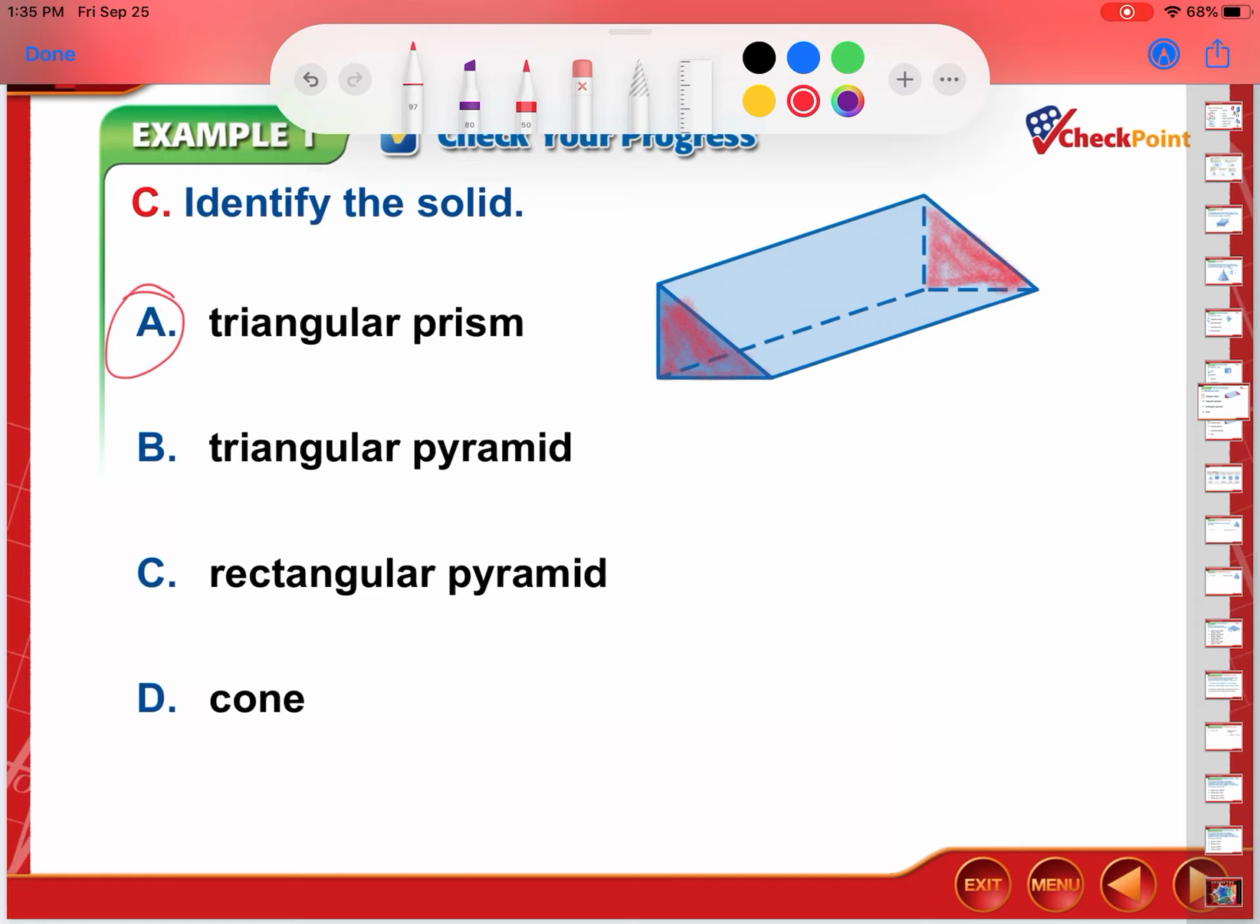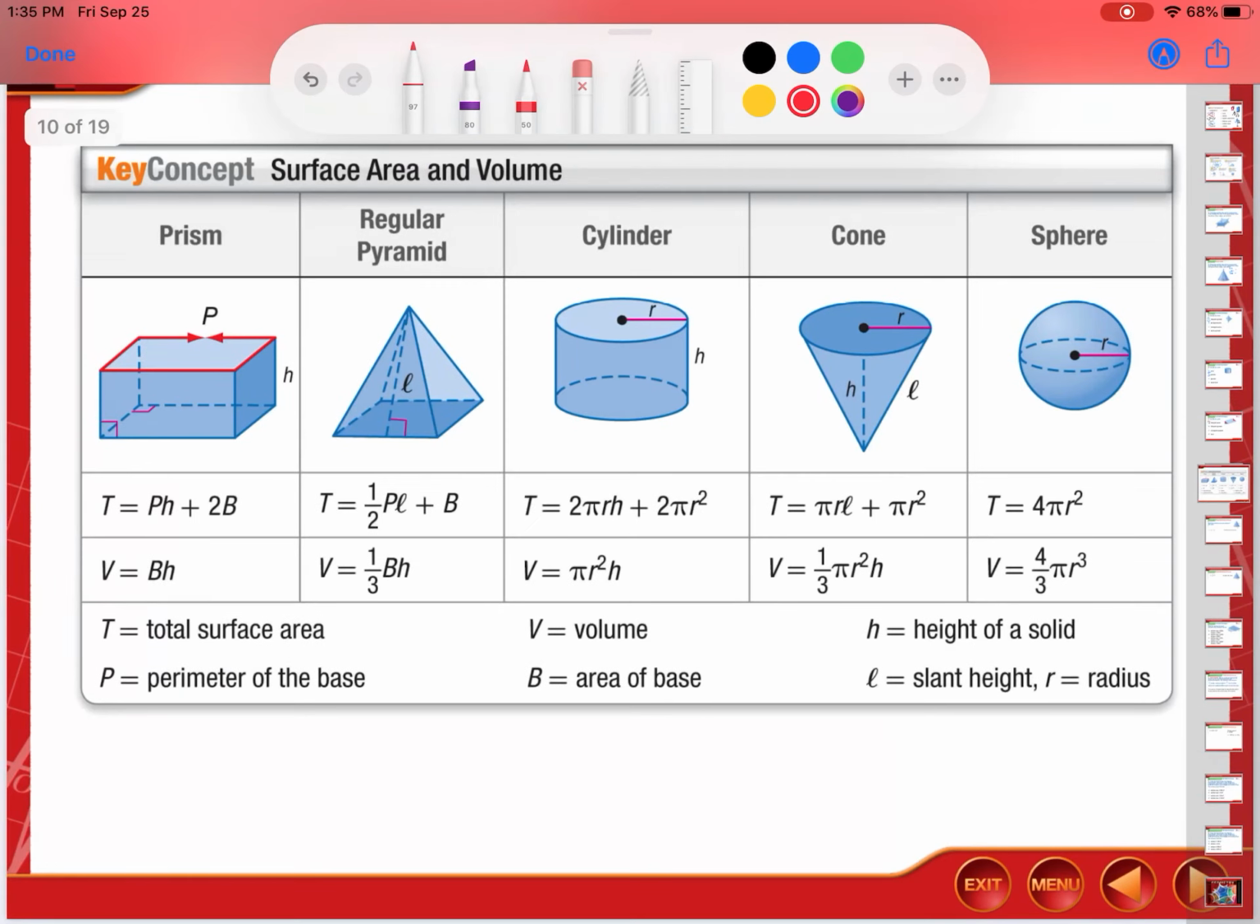It's not a pyramid, so it can't be a triangular pyramid or a rectangular pyramid, and it's definitely not a cone. I mean, if you need help identifying shapes, let me know. I'm more than happy to help, but I feel like we just don't need to go through more of these.